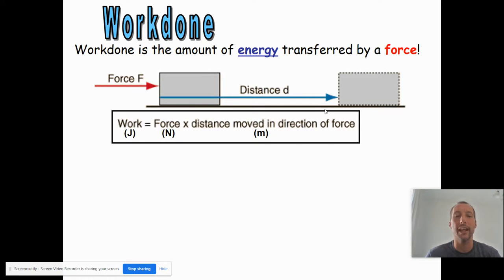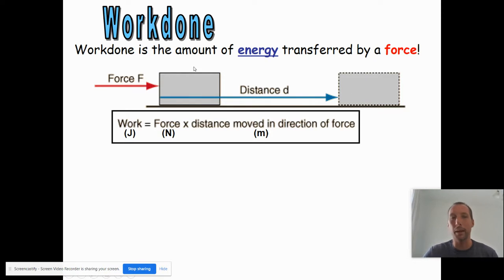Work done, or the amount of energy transferred, is equal to the force times the distance moved in the direction of the force. Now at GCSE level, the force and the distance are always going to be in the same direction. You look at the diagram here, the force is acting left to right, the distance is acting left to right.